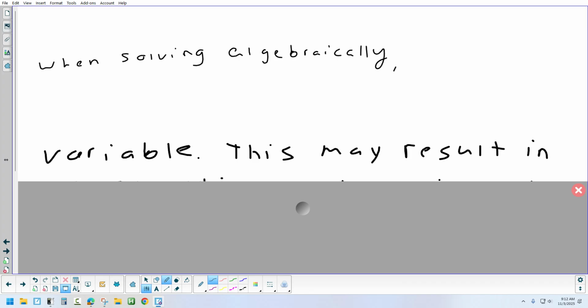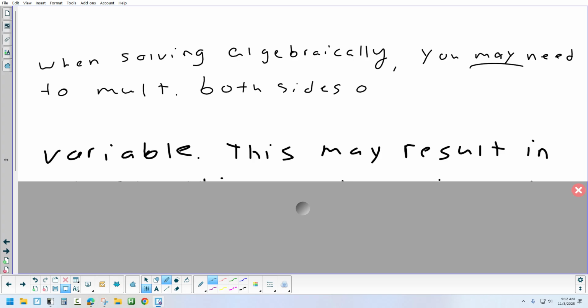you need to multiply both sides of the equation by a variable. Not always, but I would say like 95% of the time you're going to have to. So you may need, and by may I mean most of the time, you may need to multiply both sides of the equation by a variable.